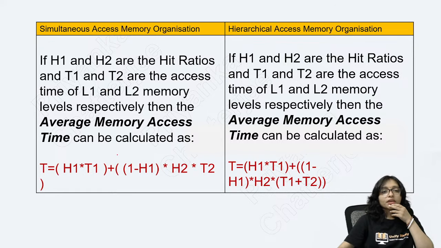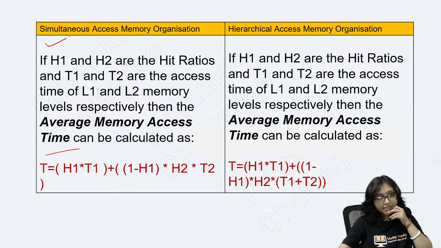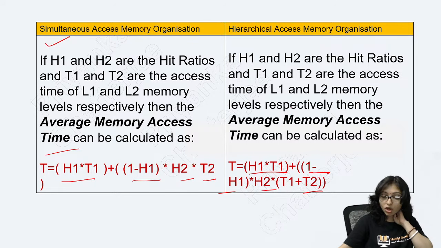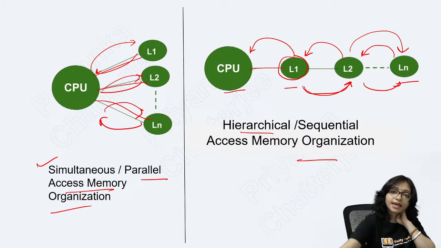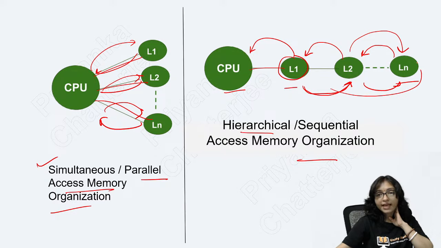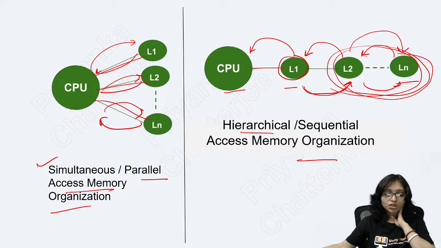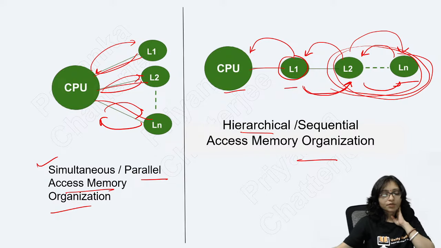Okay. So here you can see, that's why the access memory time in the simultaneous access is directly H1 into T1, plus 1 minus H1, then H2 into T2. But here it will be H1 into T1, plus 1 minus H1, then H2 into T1 plus T2, because the dependency is here. You are wasting both access times here, right?